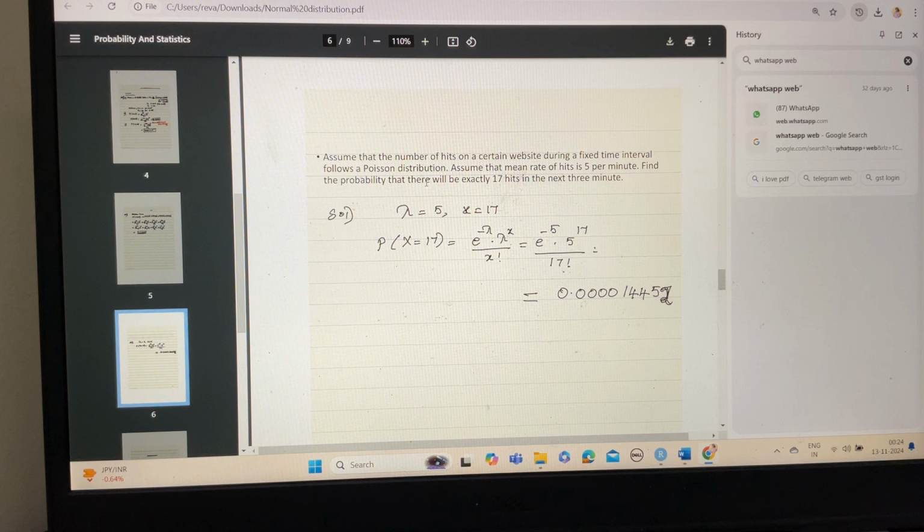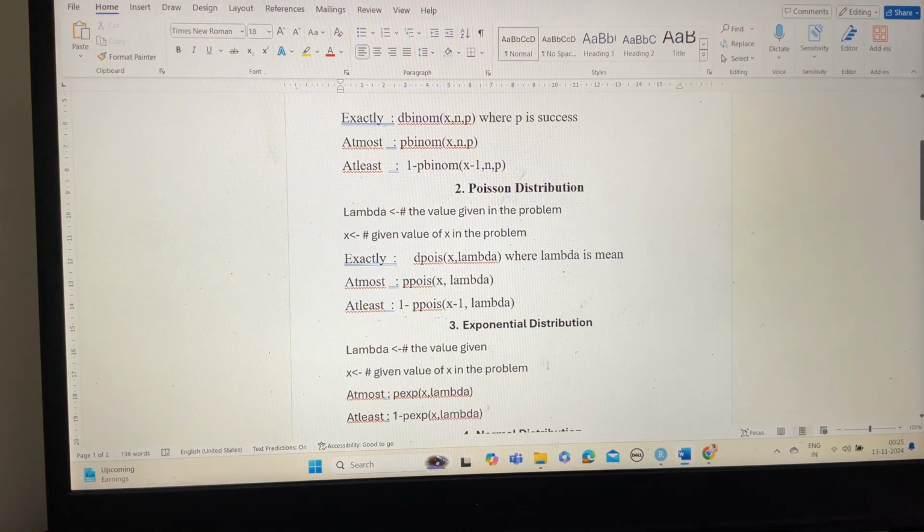In today's class, I'm going to explain the R coding for the Poisson distribution. In the Poisson distribution, as we know, the mean and variance are the same, and that is given by lambda. In this particular question, it was mentioned clearly that the mean rate of hits is 5 per minute. So it is understood that lambda is 5, and find the probability that there will be exactly 17 hits. So exactly is 17. So, look at the R code for Poisson distribution.